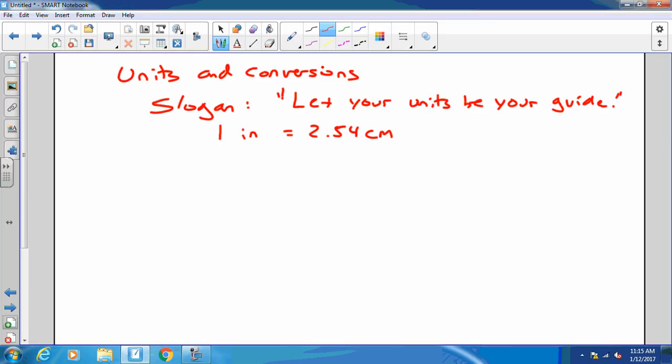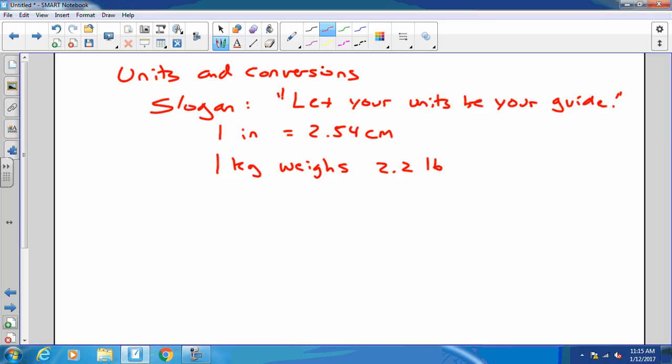1 inch equals 2.54 centimeters. That's a great way to convert back and forth between metric and English. And our two famous 2.2s. On Earth, 1 kilogram weighs 2.2 pounds.